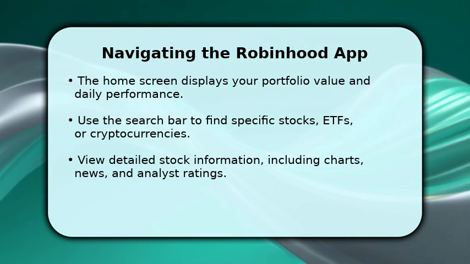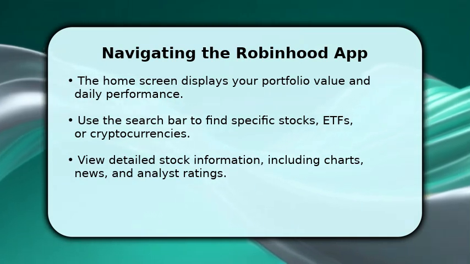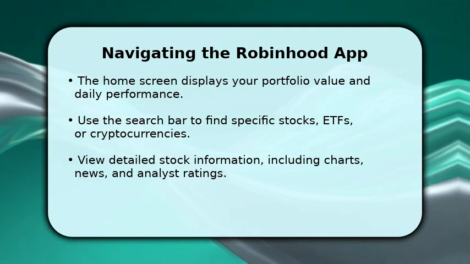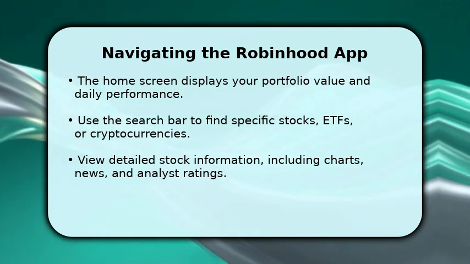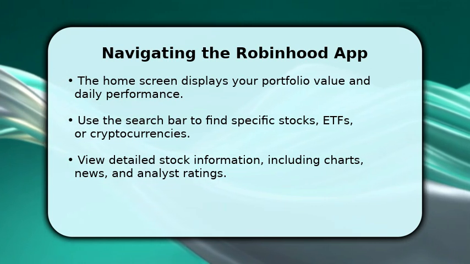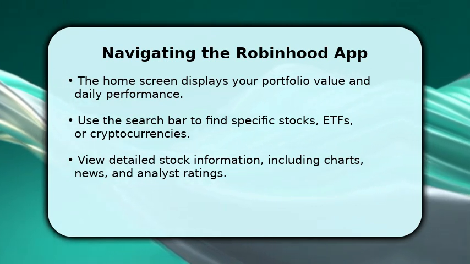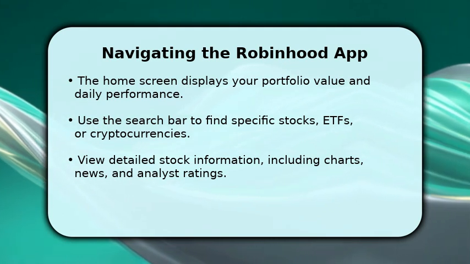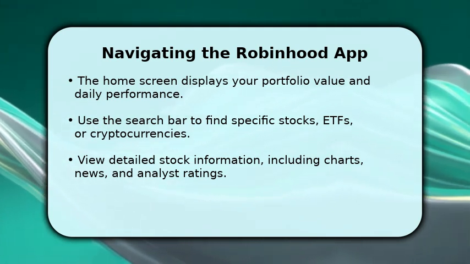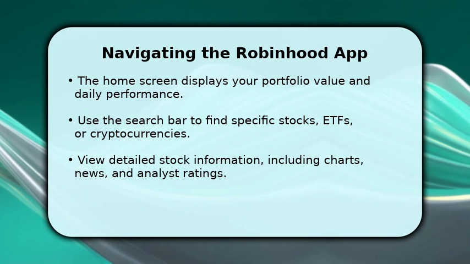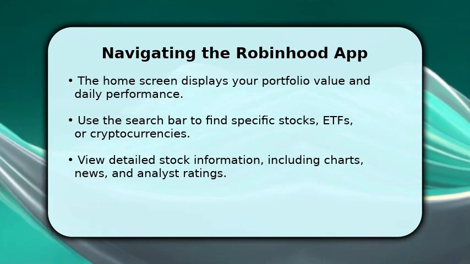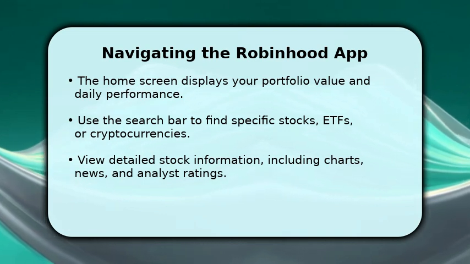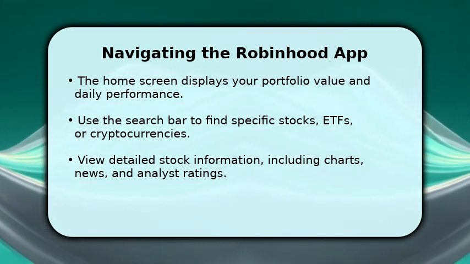Once your account is set up, navigating the Robinhood app is straightforward. The home screen provides an overview of your portfolio's performance, showing daily and overall gains or losses. You can easily search for specific investments using the search bar at the top. Each investment's page offers comprehensive data, including interactive charts, relevant news articles, and analyst ratings to help inform your decisions. Don't forget to create watchlists to keep an eye on potential investments.